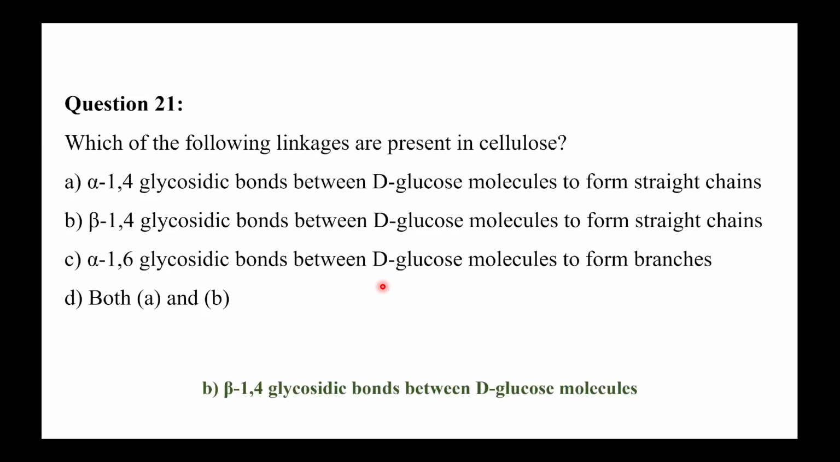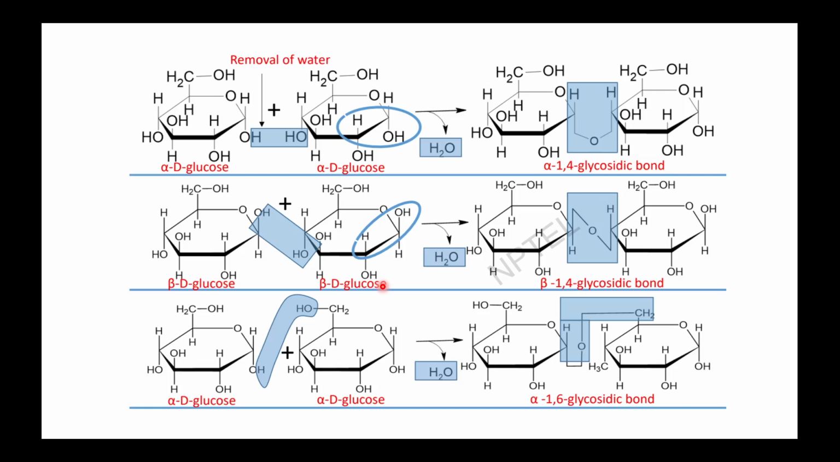So cellulose is formed by D-glucose molecules. So there are 3 types of glycosidic linkages: alpha 1,4, beta 1,4 and alpha 1,6. So let's see how these linkages are formed. The difference between alpha and beta glucose is the position of the OH on the first carbon. If I have to number these carbons, this will be the first carbon, this will be the second carbon, this will be the third, fourth, fifth and then sixth carbon.